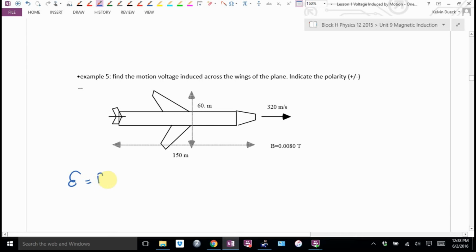Well, voltage is going to be BLV. Clay, how big is the magnetic field of the Earth? It says in the question. 0.008. Okay. By the way, if you're wondering about the direction of the magnetic field, if you're fairly high up, by this time the magnetic field is curving back down towards the Earth, so the magnetic field direction would be something like that. So there's the magnetic field.